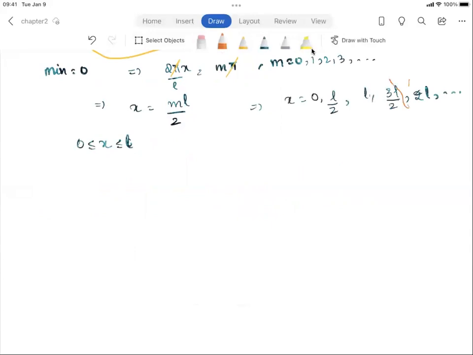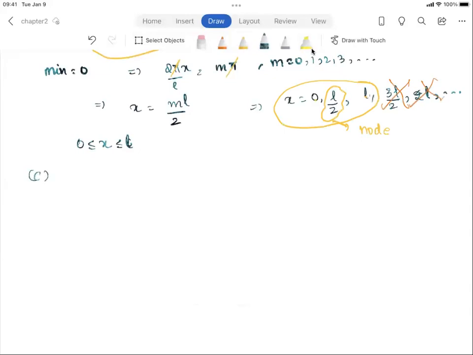Now, all these values are invalid because they're outside the box. And so the values of x at which you're going to observe minimum probability or 0 probability are x equals 0, L, and L by 2. And if you remember, L by 2 is the node. L by 2 is the position at the center of the box. You have a node when n is equal to 2.